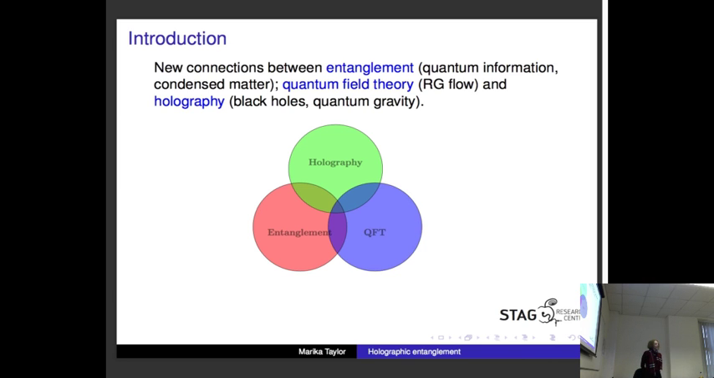So you may have noticed, however, that on the arXiv you're seeing the word entanglement and certainly holography increasingly frequently. And it's because there is a lot of interest at the moment in new connections between quantum entanglement, which many people use in the fields of quantum information, quantum computing, condensed matter, connections between this and people exploring fundamental properties in quantum field theory, in particular properties as you do renormalisation group flow, and people interested in holography for questions of black holes and quantum gravity.